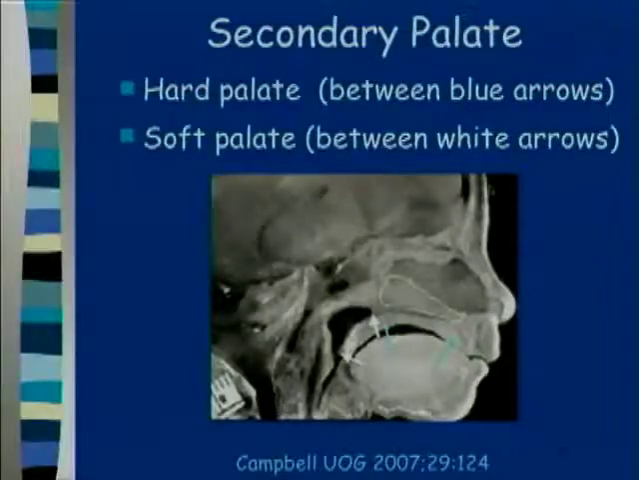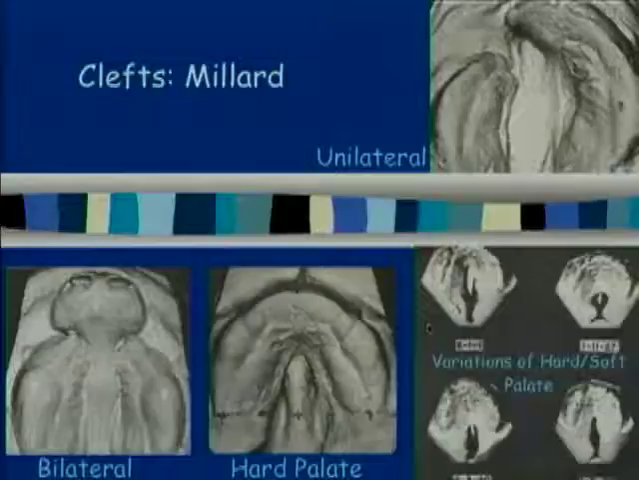Now, I really like this diagram from Dr. Stuart Campbell from an editorial he wrote in the White Journal, because it reminds us that the hard palate is up here between the 2 blue areas, and the soft palate is posterior here, and it's curved. So you are not going to see the soft palate clefts or hard ones on the same plane unless you do a curving rendering of that palate.